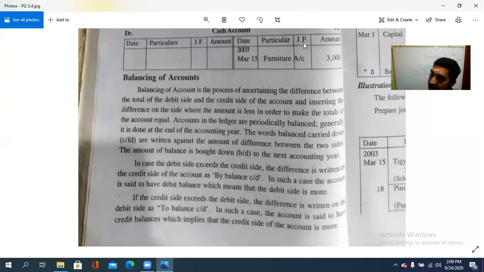Posting is done, then balancing. Balancing of the accounts is the process of ascertaining the difference between the total of the debit side and the total of the credit side and inserting the difference on the side where the amount is less in order to make the totals matching.